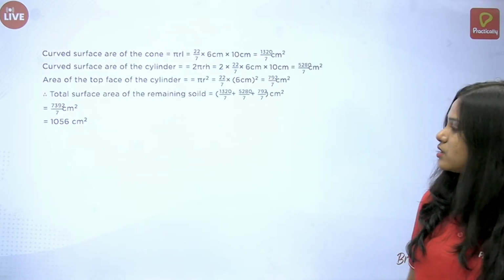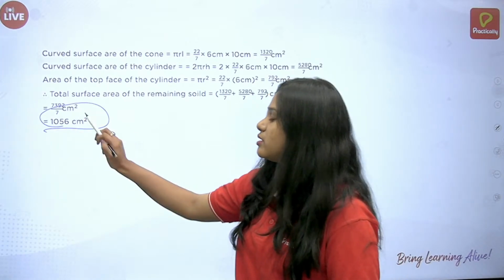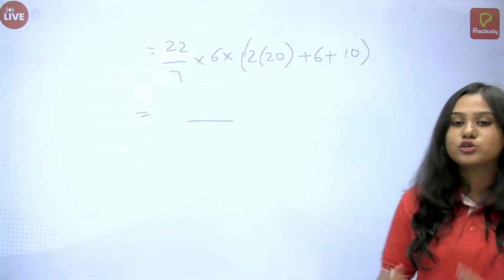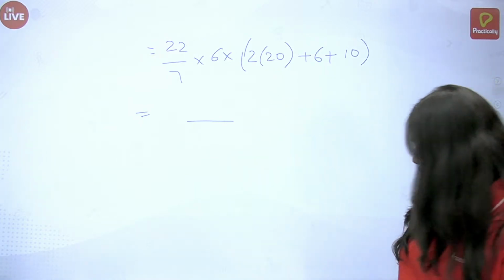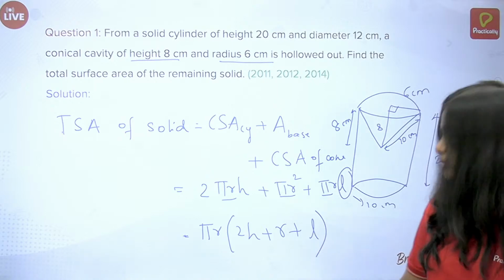So we'll be getting 1056 centimeters square. I'm not doing the calculation part, I'm just explaining how to do it. So this is how you have to do it step by step.